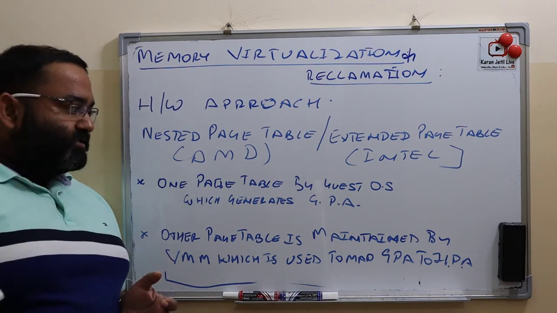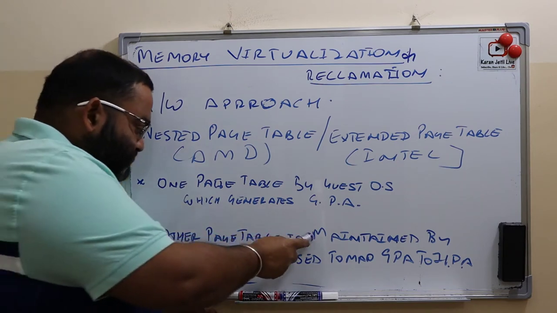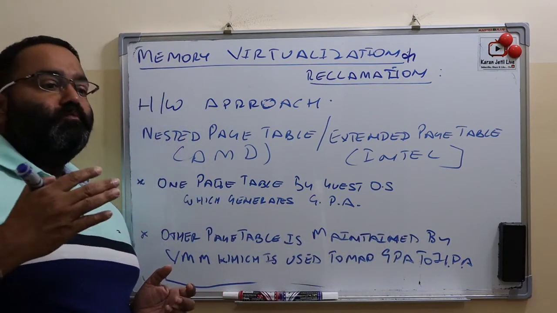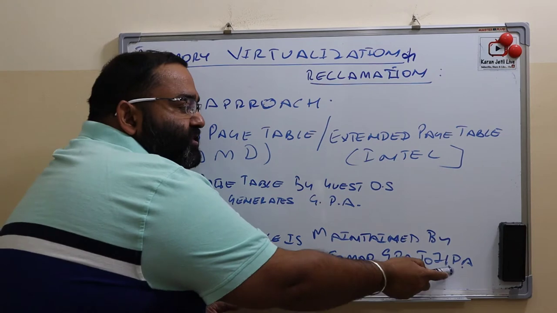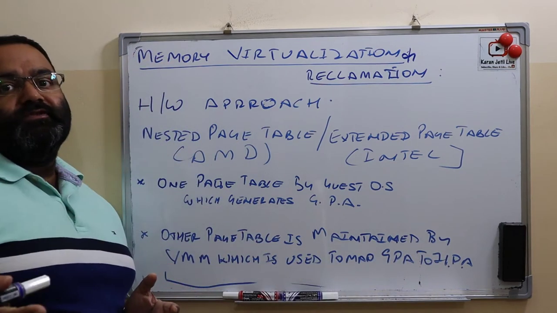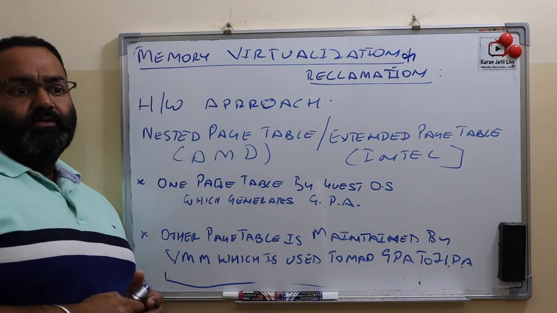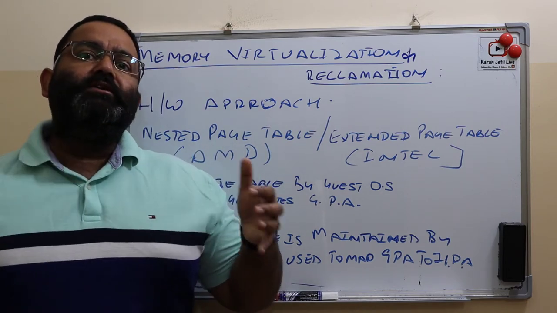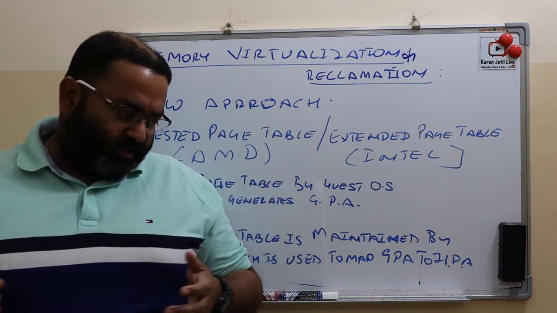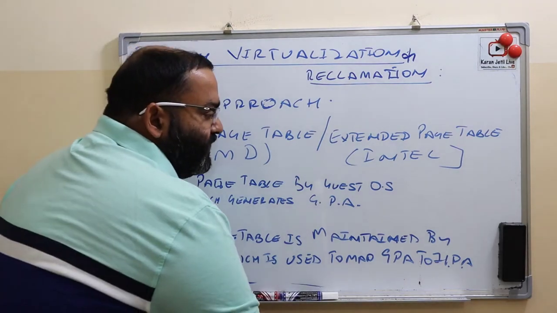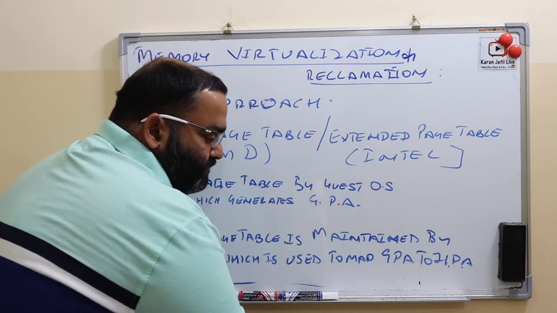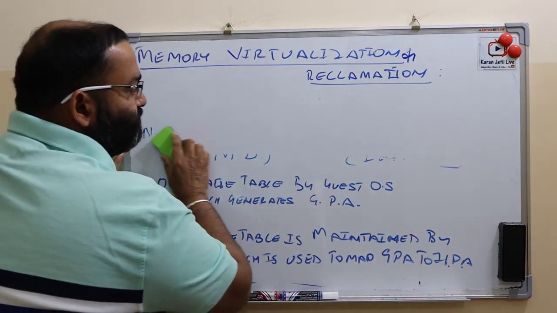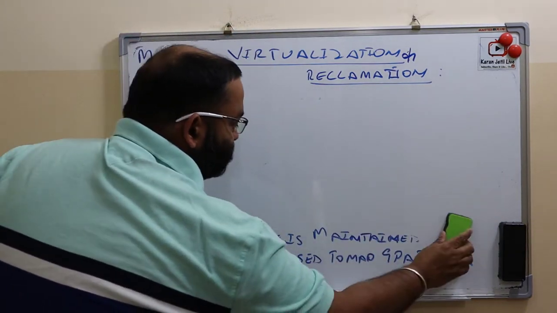Okay, we have another extended page table which is maintained by the virtual machine, which is used to map the guest physical addresses to the host physical addresses. So basically in this approach, we have more than one page table. For example, we also call them nested or extended page tables.